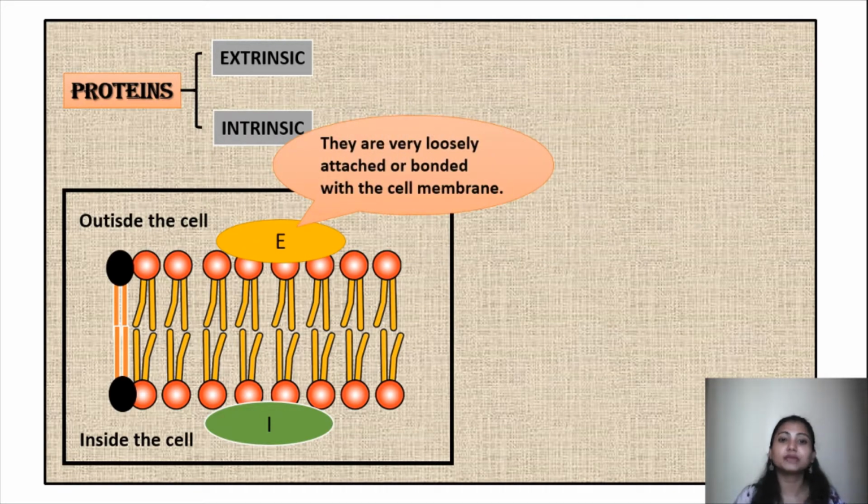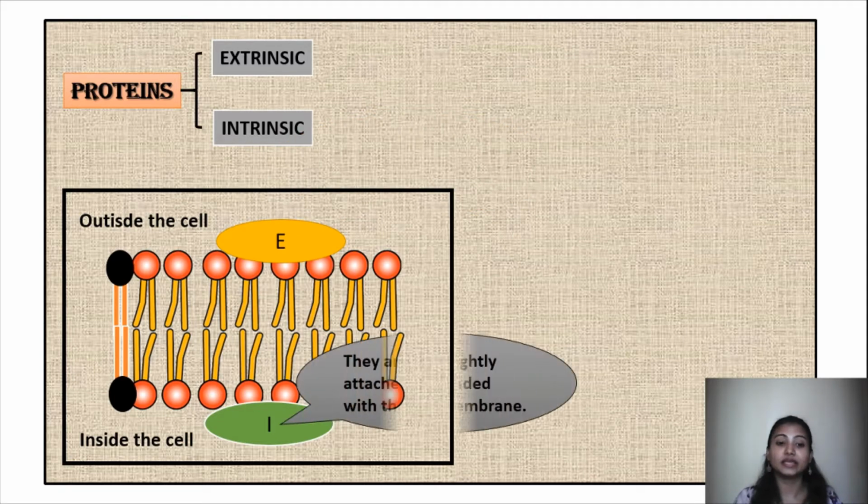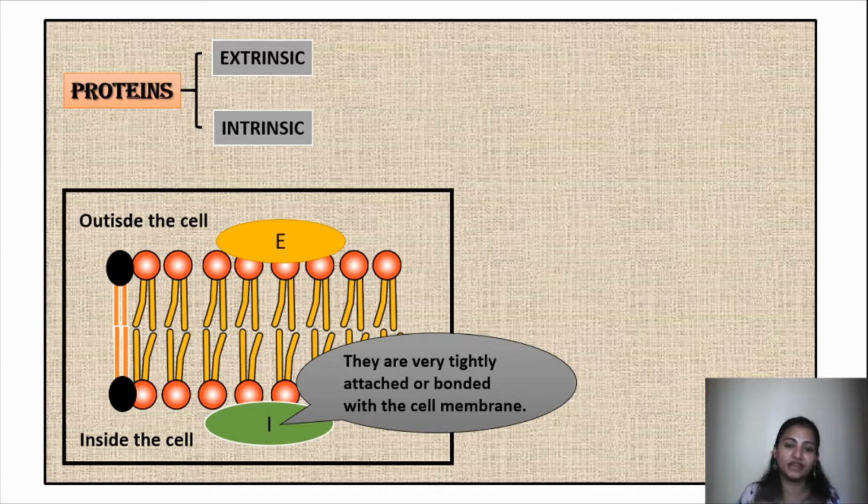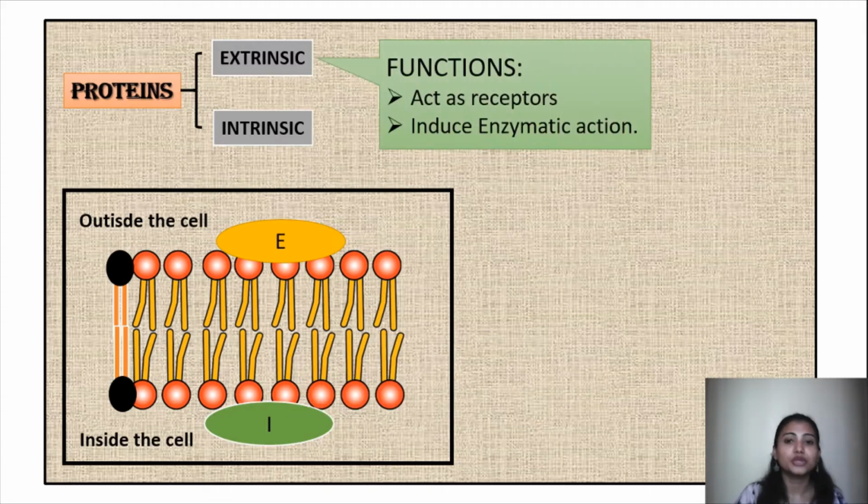Extrinsic proteins are very loosely attached. They can easily be removed and extracted from the cell membrane. Whereas intrinsic proteins are very tightly bound. They are very tightly attached to the cell membrane, so it is very difficult for them to get extracted. Okay, so what was the function of extrinsic protein?